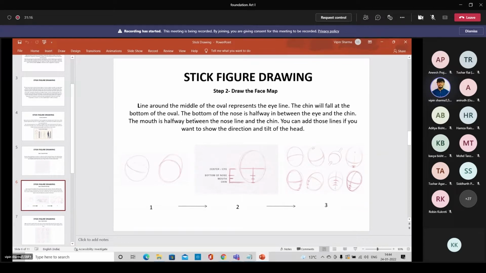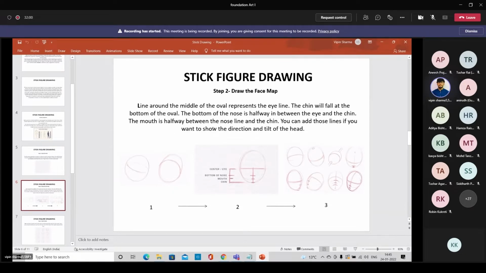Step 2, draw the face map. A line around the middle of the oval represents the eye line, right? So if I draw an oval, my cursor is visible. In the center we need to place the eyes, then in the bottom half of the half we have to mention the nose, then half of the half for the mouth, and in the last we need to mention the chin. Okay, so this is the oval, and in this way we have to understand the center line, upward and downward, so we need to mention the oval in this way.